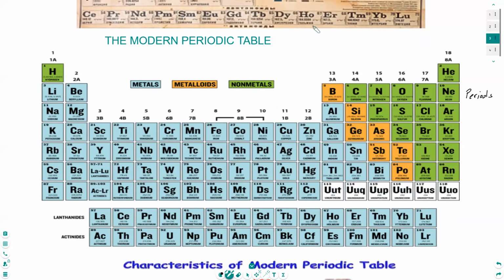And then we realize that when we do that, we end up putting all the elements that behave similarly in the same vertical column, which is known as the group. So in the modern periodic table, we have groups, which are these vertical columns coming down, and that tells us how many electrons are actually on the outer shell of these elements. If you have elements in group 1, it means they all have 1 electron on the outer shell. If you have elements in group 2, it means they all have 2 electrons on the outer shell.